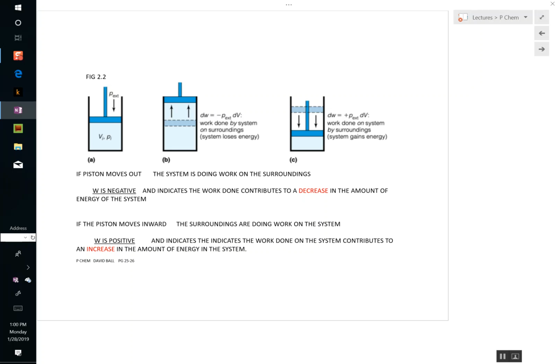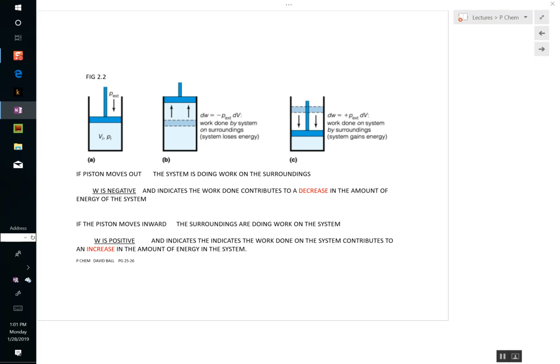If the piston moves inward and is compressing the gas, all right, the surroundings is doing work on the gas, and it's contracting that gas, and the work is positive. It indicates the work done on the system contributes to an increase in the amount of energy of the system.